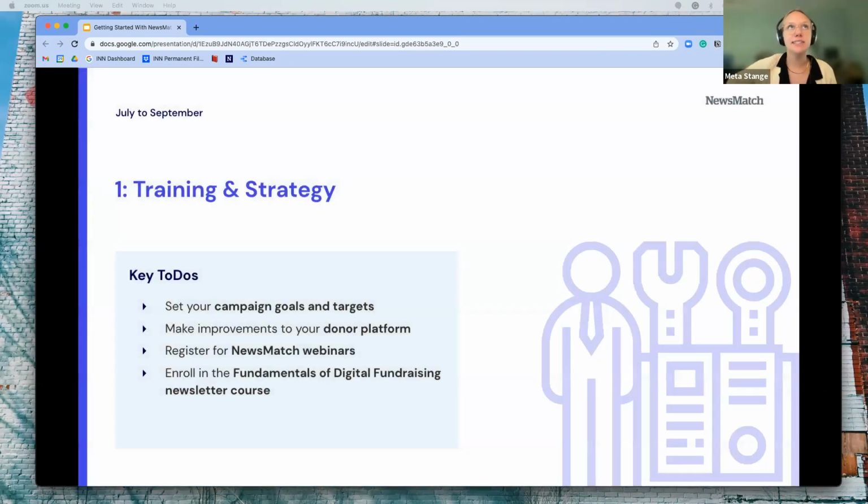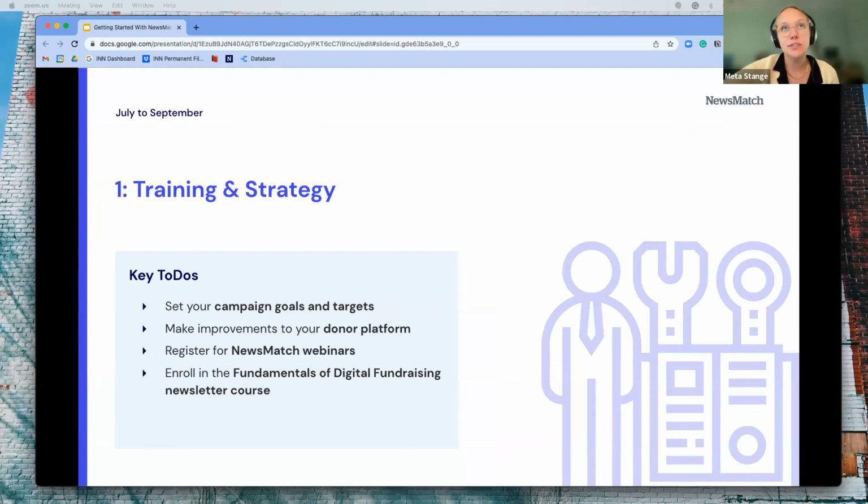All right, so diving into the stages. As I mentioned, right now we're in the training and strategy phase. This is the time when you're really thinking about how NewsMatch fits into your overall goals. It's a good time to determine how much money you need to raise, as well as identify any other donor or membership goals. So maybe you're less concerned about the total amount you raise, but you're looking to build your donor base by 100 new donors. You're going to want to start considering that early on in the planning process.